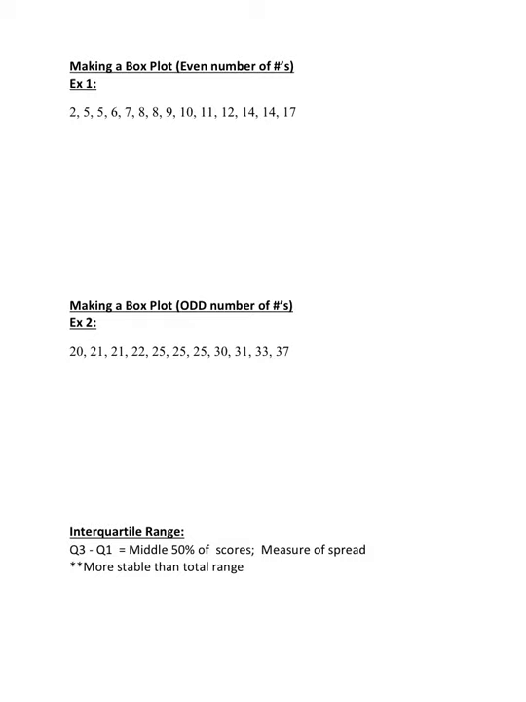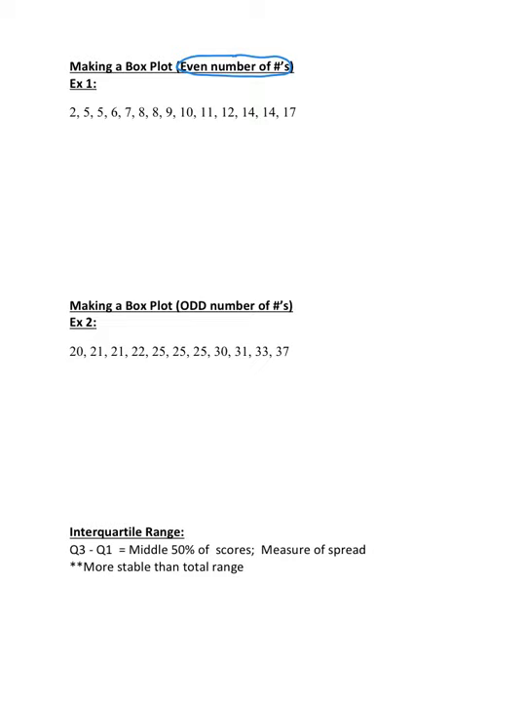All right, so now we're going to look at making a box plot, or a box and whisker plot. And the steps are a little bit different depending on whether you have an even number of numbers or an odd number of numbers. So in example 1, I'm looking at if we have an even number of numbers. So what you want to do is split the data into 2 halves.